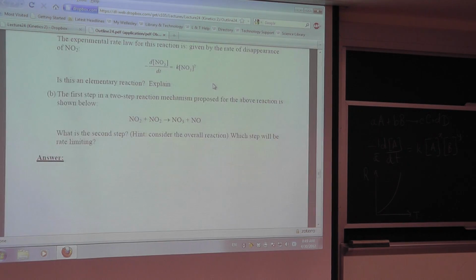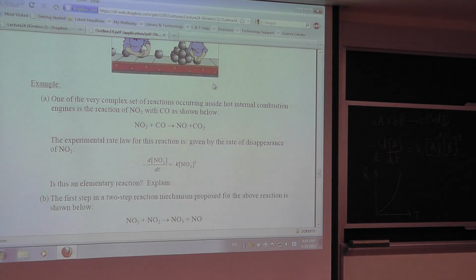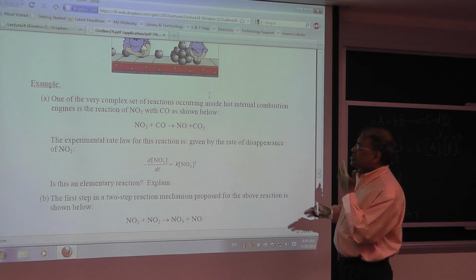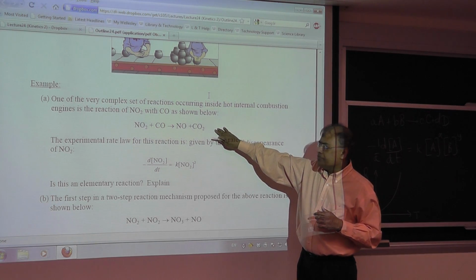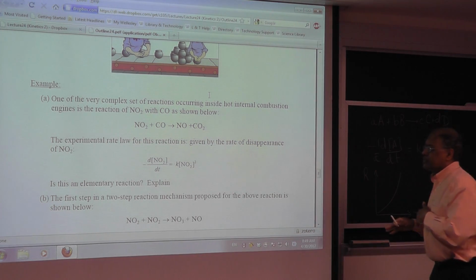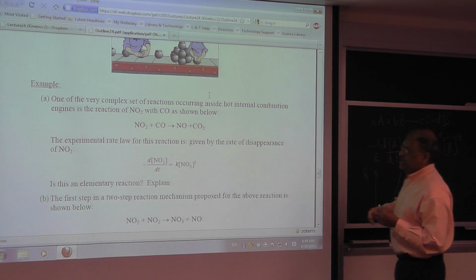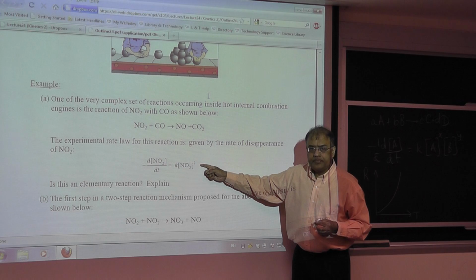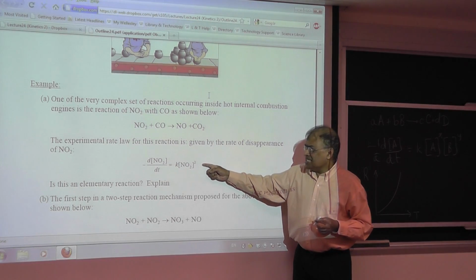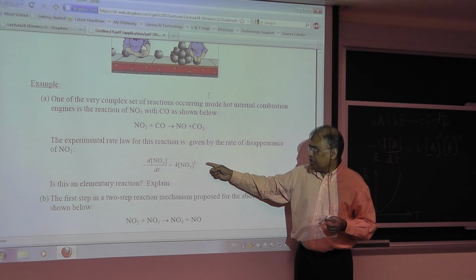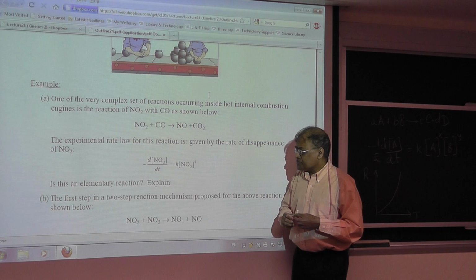Okay, so did we do this question here? No. Okay, all right, so let's look at this question. So this is the overall reaction: NO2 plus CO going to NO plus CO2. And here is the experimentally observed differential rate law. So is this a first order, second order, or a third order rate law? Second order rate law because it's to the power 2.